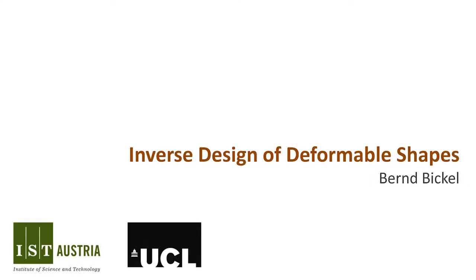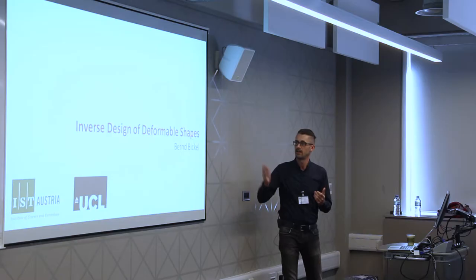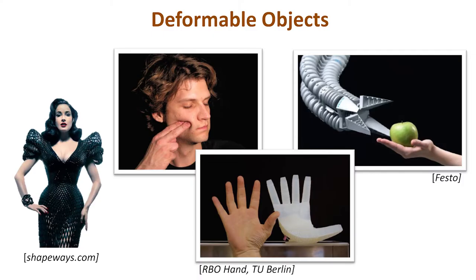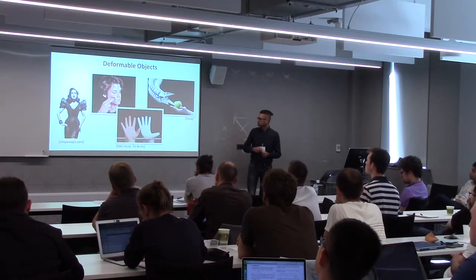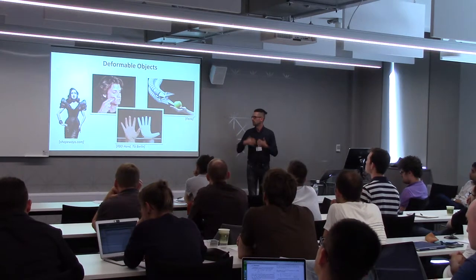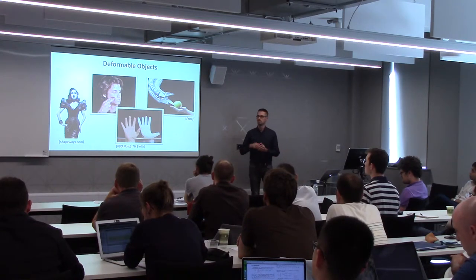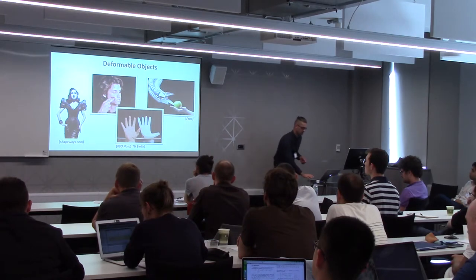What I will do in the next 30 minutes is talk about inverse design of deformable shapes. Why deformable objects? First of all, in computer graphics, we know quite well how to simulate objects, but it is, at least to some extent, an open challenge how to bring these virtual models back to the real world. There are also a lot of interesting applications, especially on the robotics side. There's a lot of interest in soft robots. So one interesting application, as a visionary thing, would be that we can directly design and 3D print soft robots.